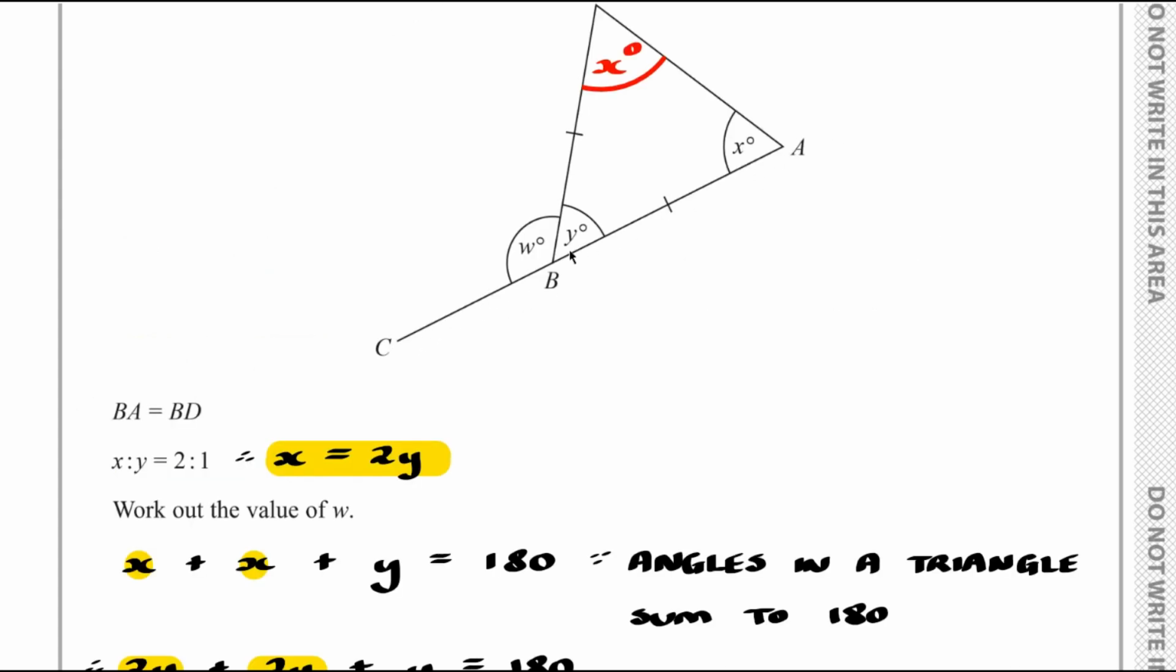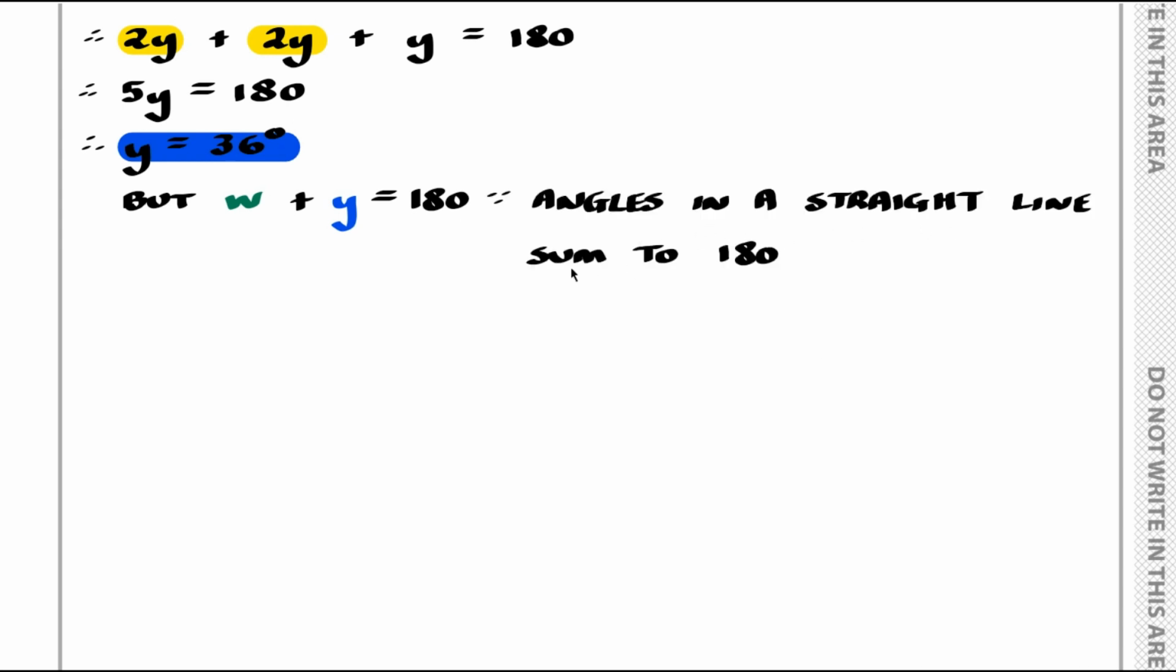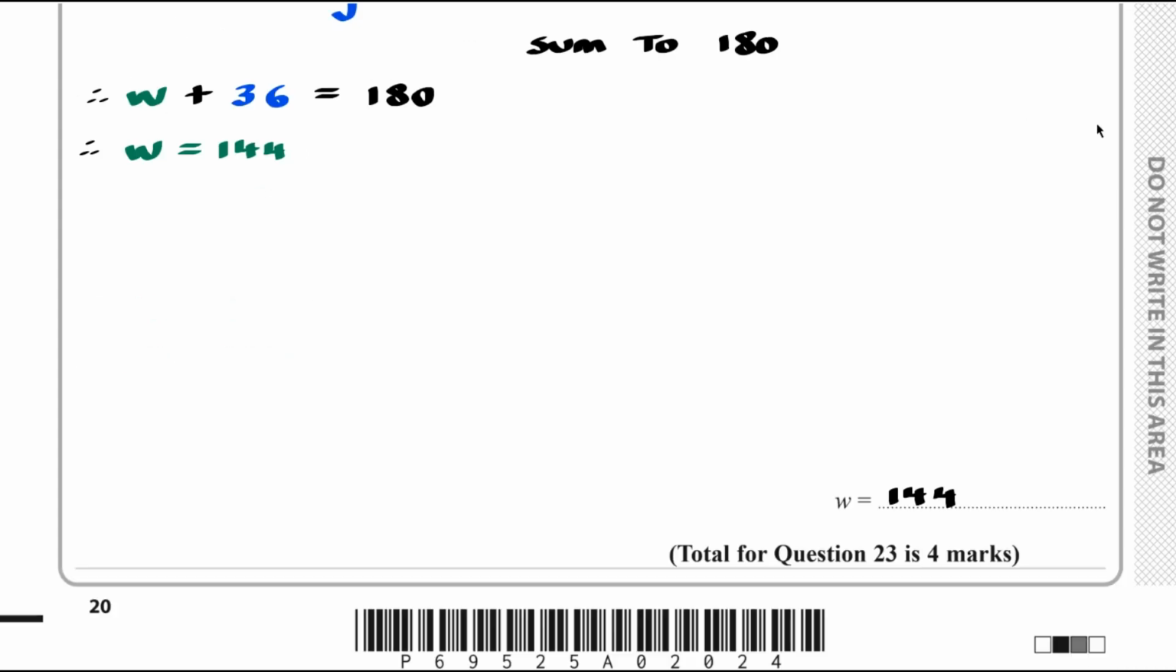We can also use the fact that the angles on a straight line sum to 180 to help us find out what w is. So we have w plus y equals 180, and that's because angles in a straight line sum to 180. So we have w plus y, which is 36, equals 180, and subtracting 36 from both sides, we can conclude w is equal to 144. So w equals 144.